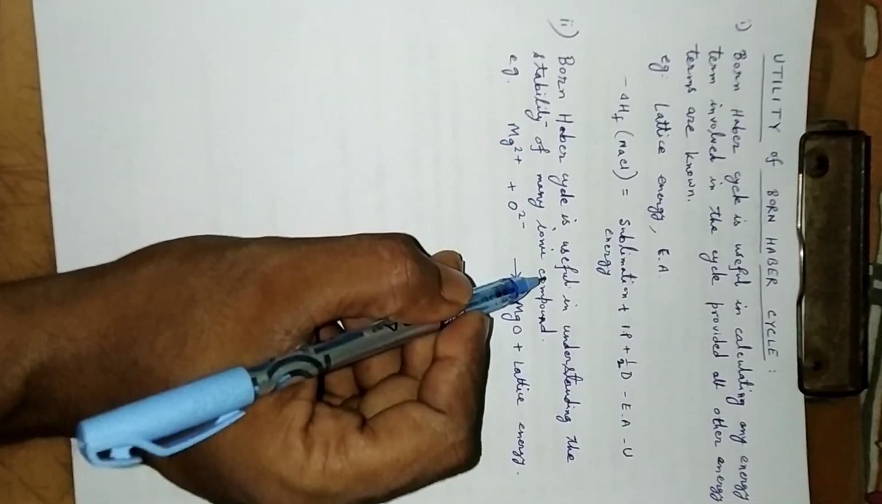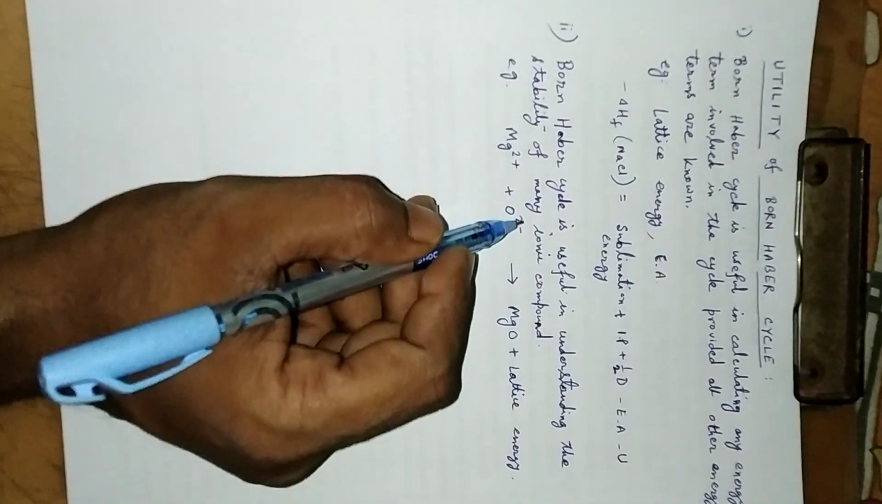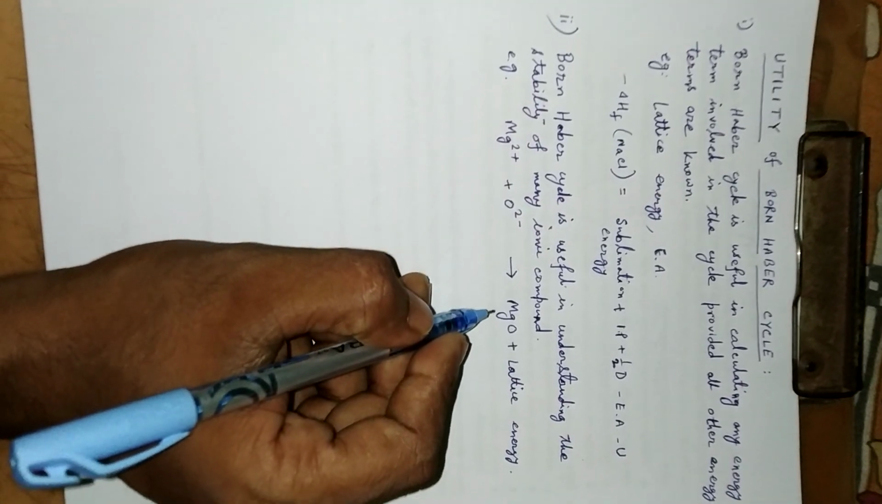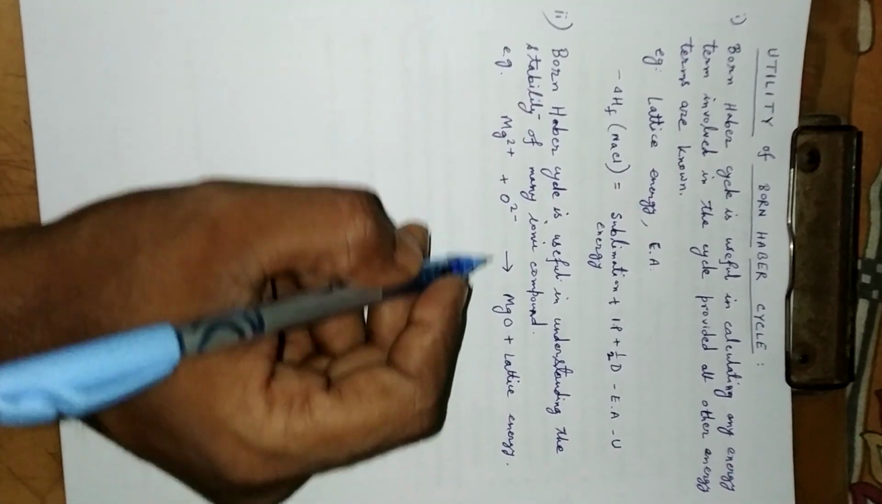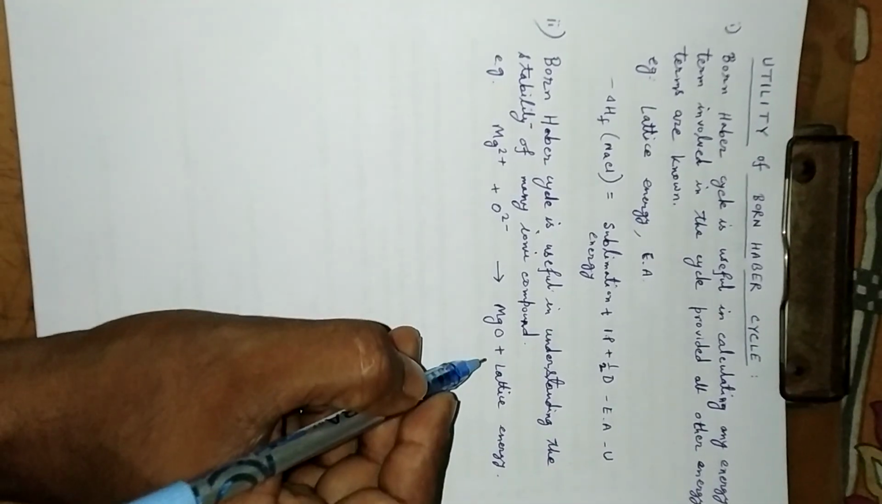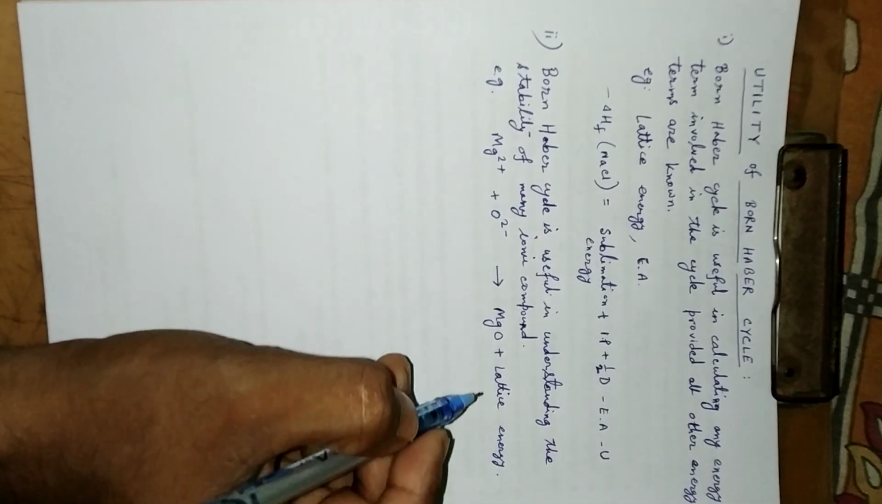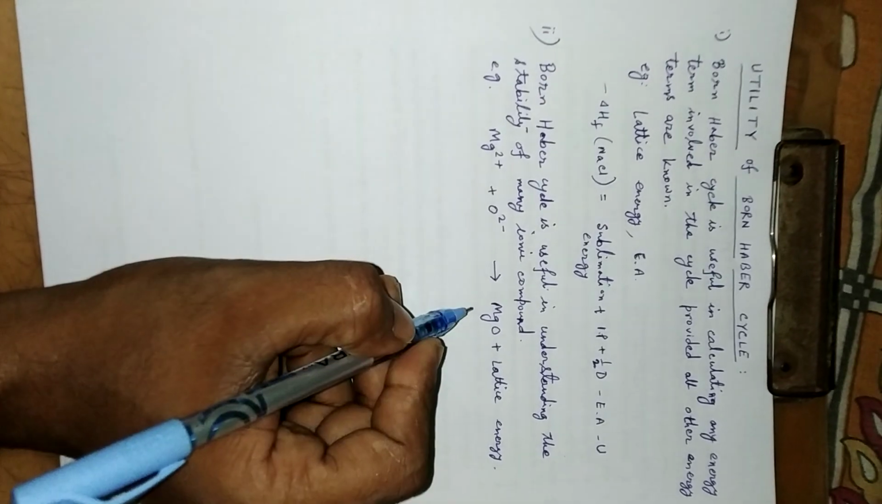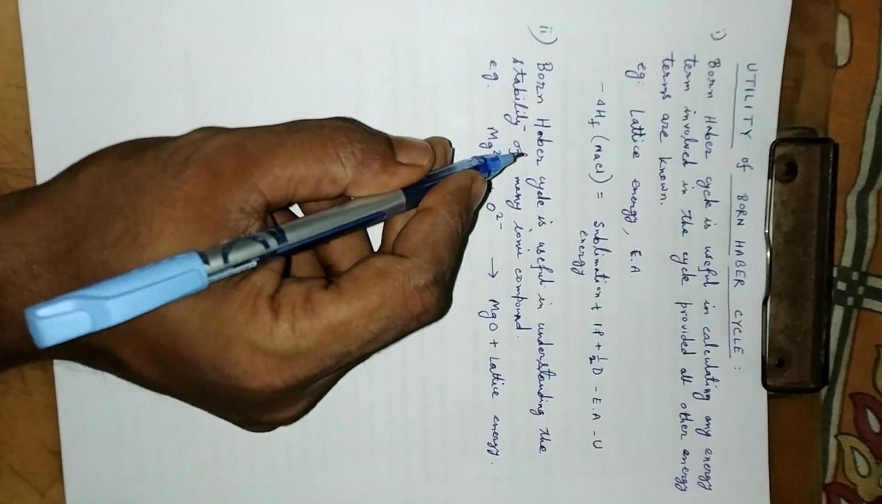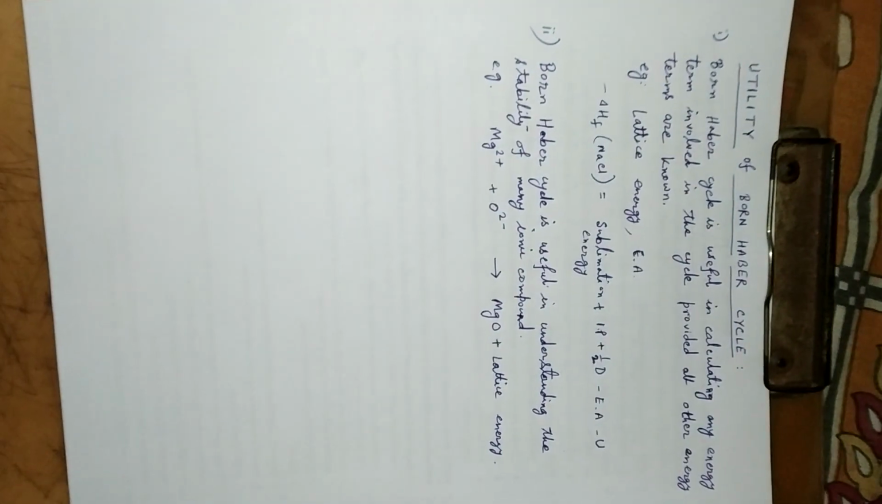the Born-Haber cycle is useful in understanding the stability of many ionic compounds. For example, magnesium oxide. Magnesium oxide is very much stable. It is formed from magnesium ion and oxide ion, and a huge amount of lattice energy is liberated. As a huge amount of lattice energy is liberated, magnesium oxide is very much stable. So it is one of the utilities of the Born-Haber cycle.